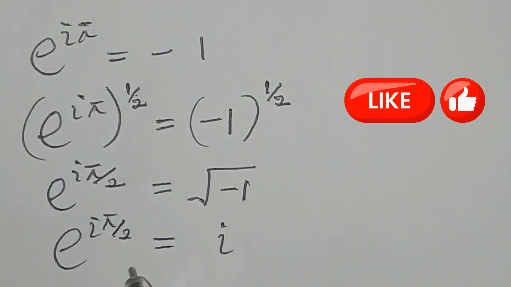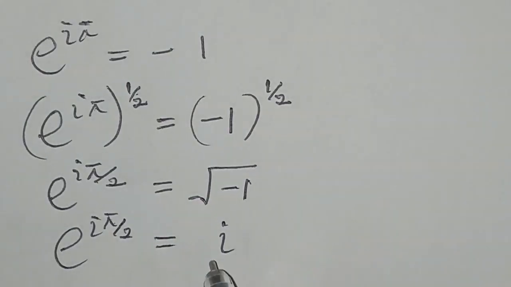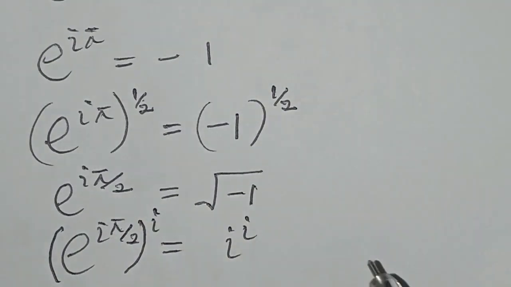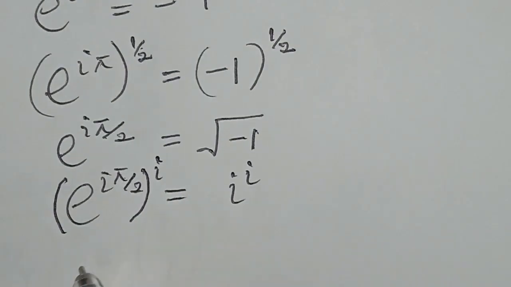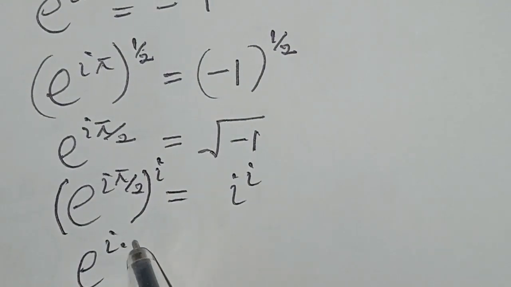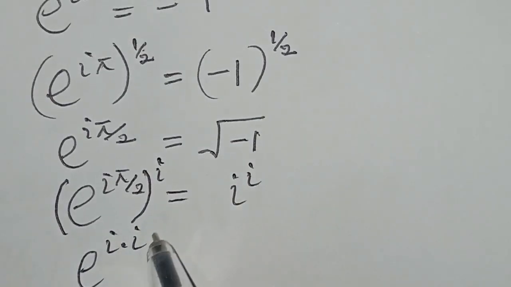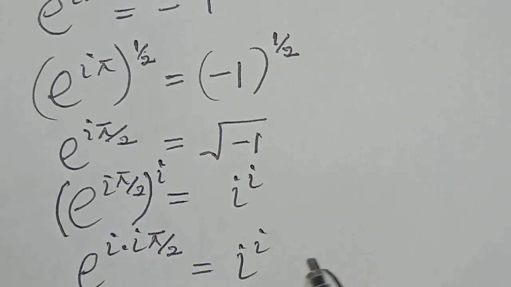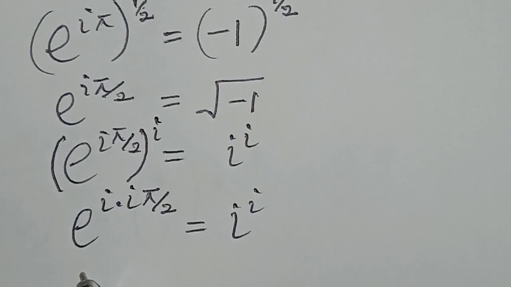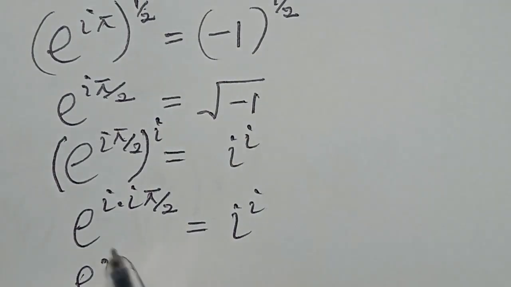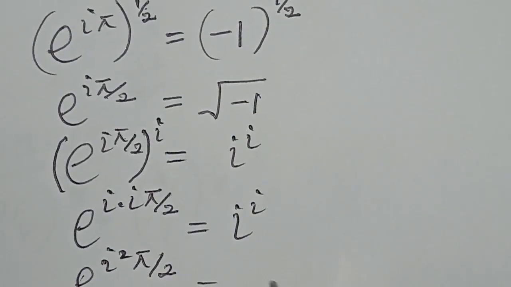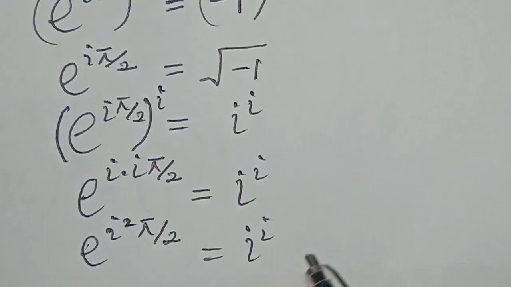Now we can raise both sides to the power of i. So we can now move this inside. Then we have e to the power of i multiplied by power i, then multiplied by pi over 2, equal to i to the power of i. And this will give us e to the power of i squared multiplied by pi over 2 is equal to i to the power of i.